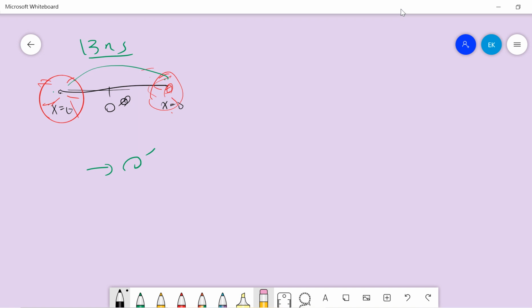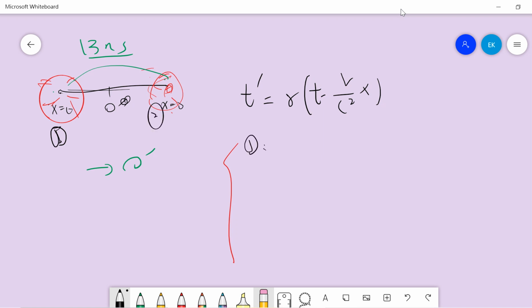Okay, so there are 4 Lorentz transformation equations, but we only need one of them. We need the time one. I denote this event to be the first event, and this is the second event. Since the first event and second event are simultaneous, I can denote this t as 0.